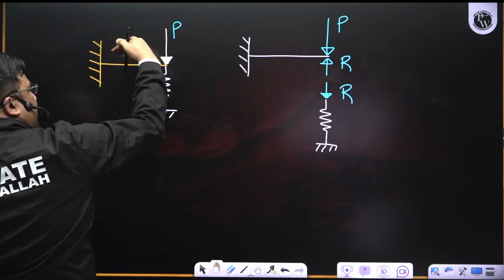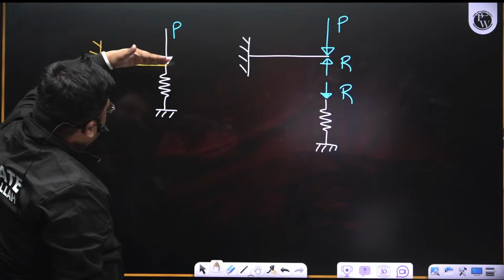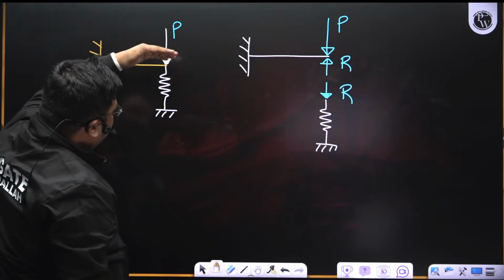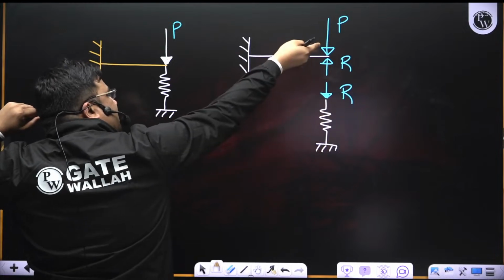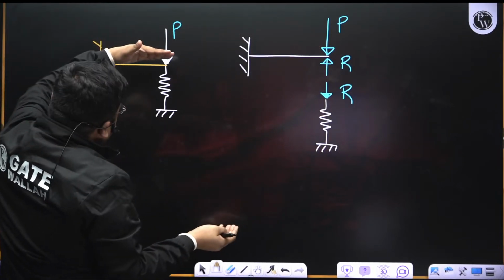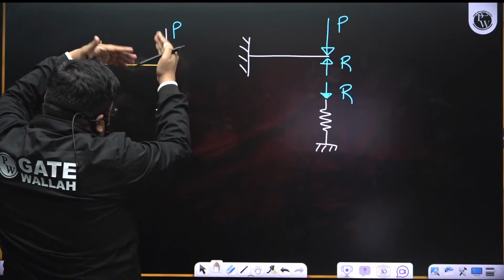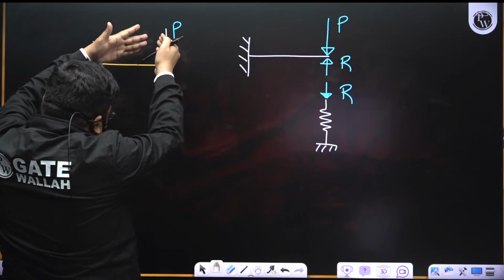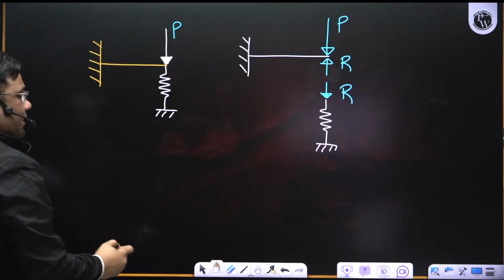See, this load is applied, so the beam will deflect like this. When the beam deflects like this, what will happen? It will exert a force R on the spring. So the spring will also exert a force R on the beam. Or I can say that when this beam deflects, the spring will exert a force R on the beam, and an equal and opposite force R will be exerted on the spring. So this will be the free body diagram.